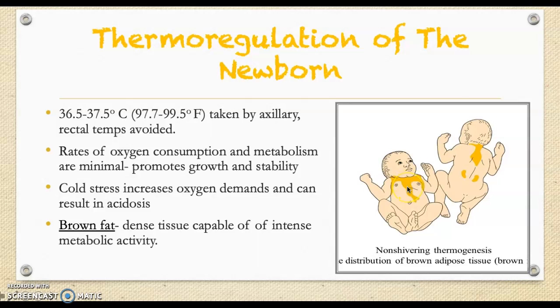And what happens is when there's cold stress, the baby is signaled to burn this brown fat, and then as the oxygen circles past this brown fat, it's very highly dense tissue, it will warm up the blood and therefore warm the baby up. So they're very inefficient thermoregulators on their own.